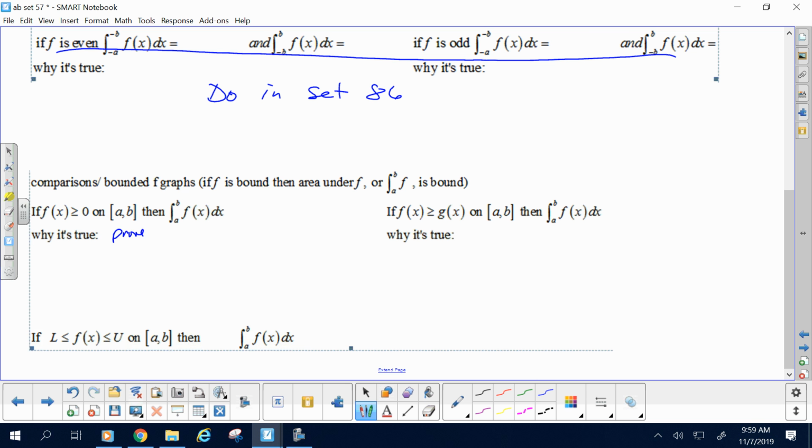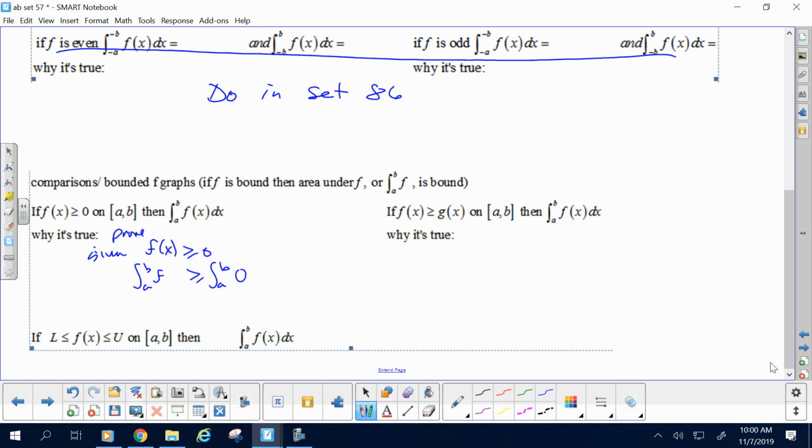Prove why that must be true. Let's take what's given. f of x is greater than 0 is given, yeah? All right. Now, integration is just like all other math operations. Whatever I do to one side, I have to do to the other. So if I want to talk about what's going on with integrals, then I need to integrate not just the left side, but also the right side.